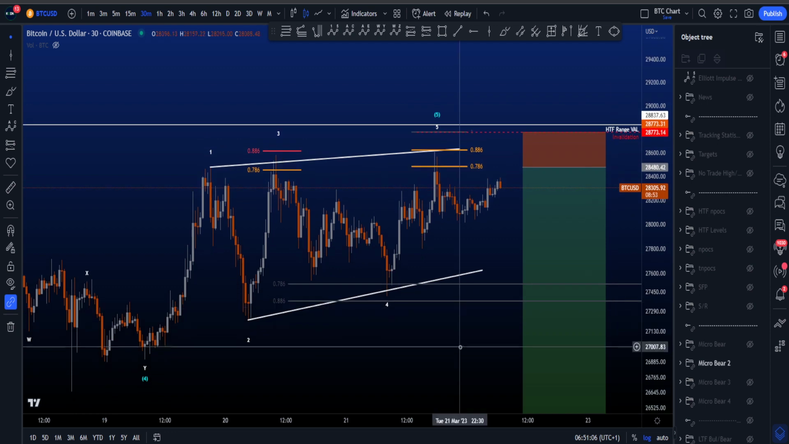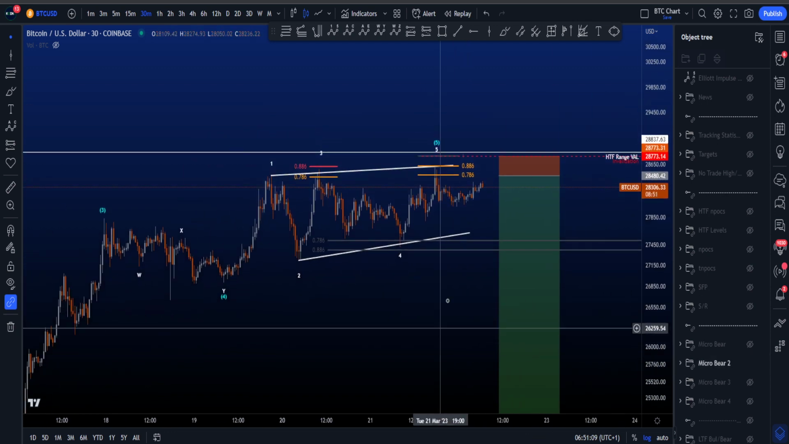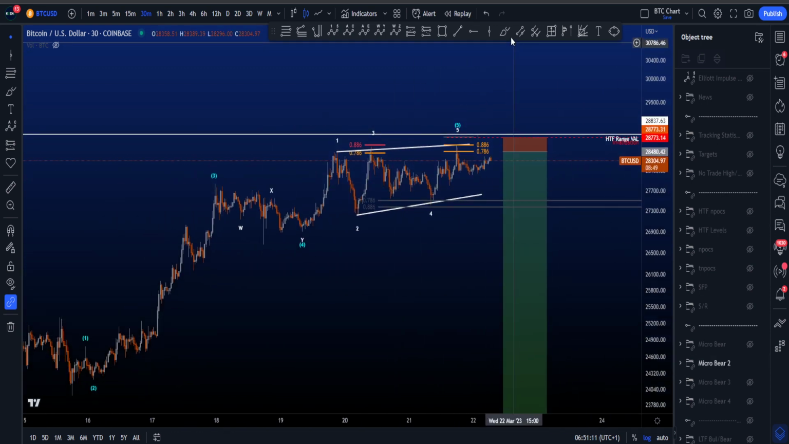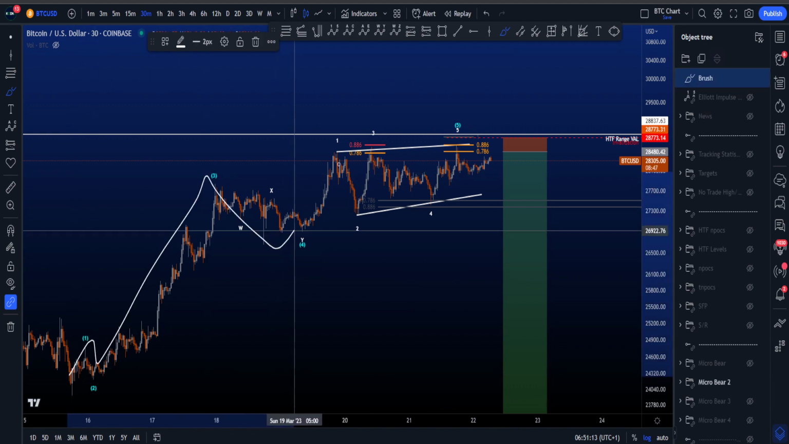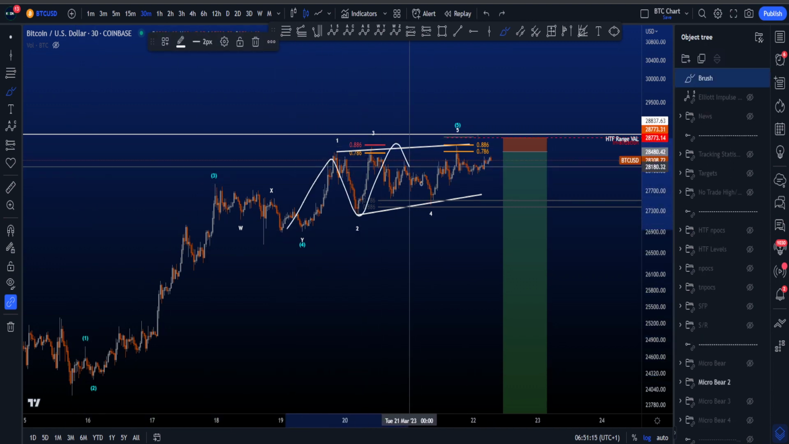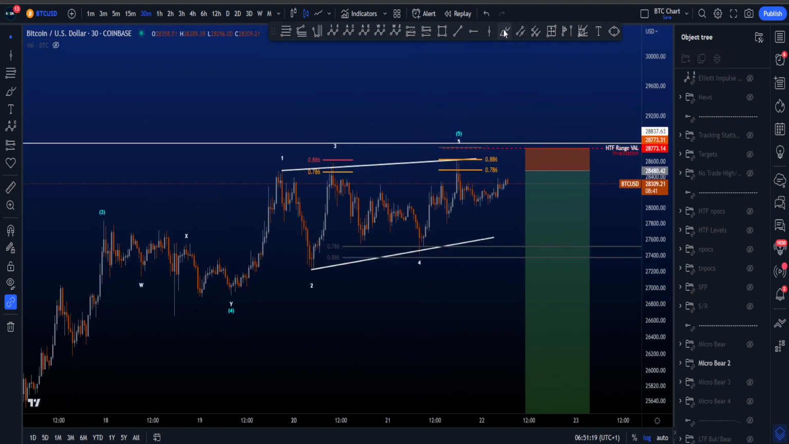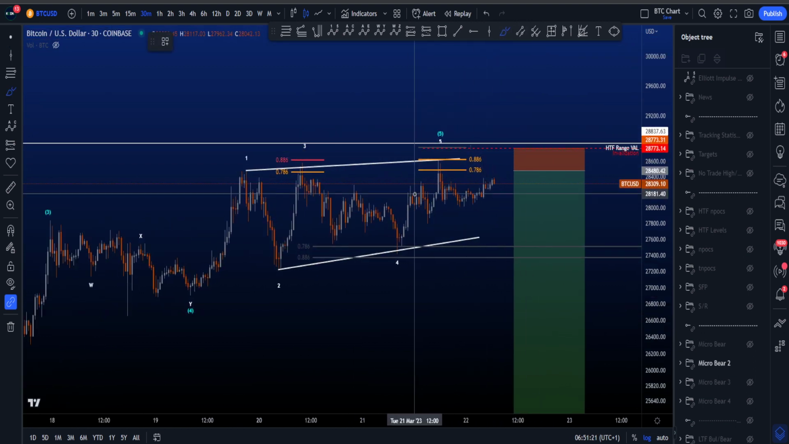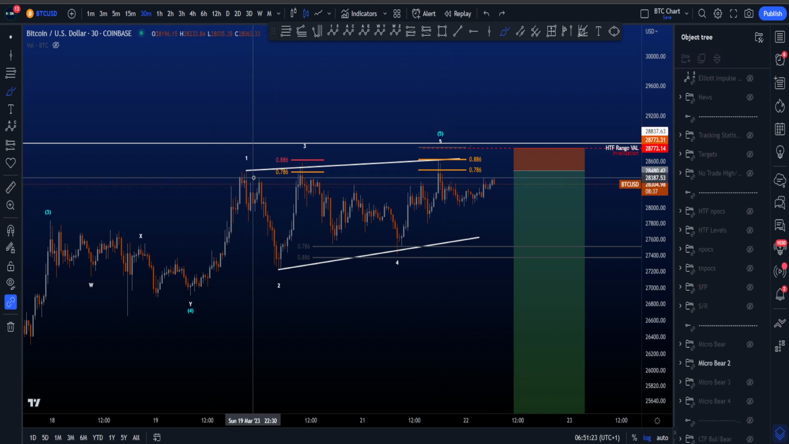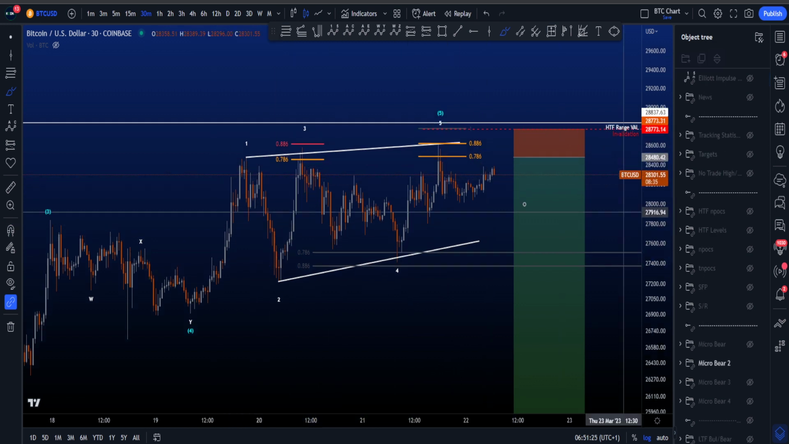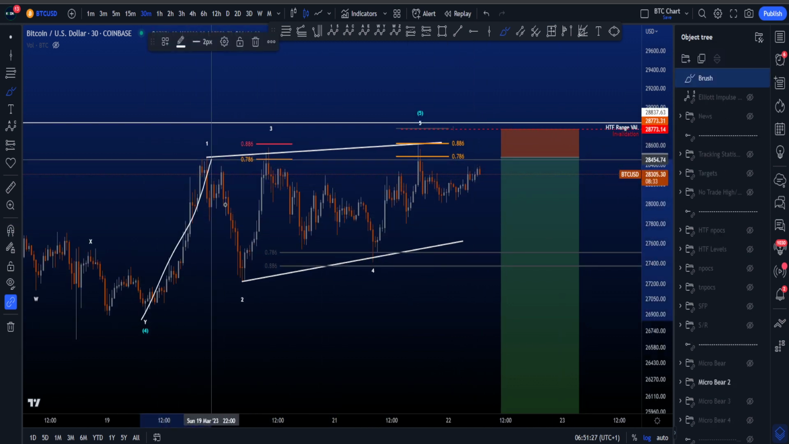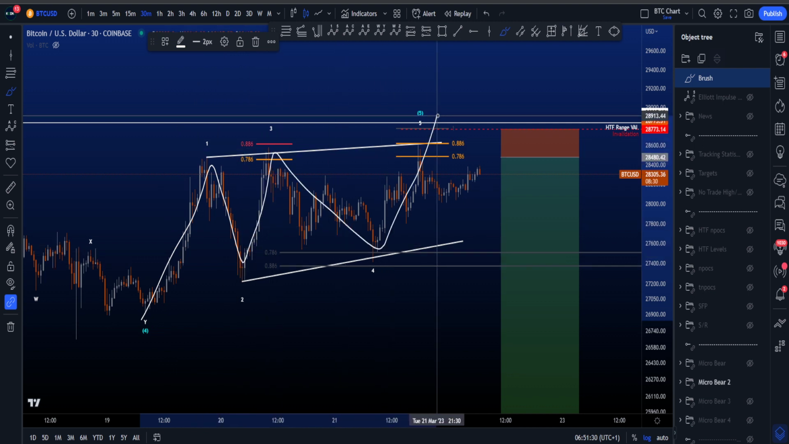The other scenario is that the high is already in, and that is with this scenario over here. So in this scenario, we then have again 1, 2, 3, 4, and then this is an ending diagonal in the 5. A little bit different in this case, because now it's an ending diagonal in the 5 and not in an ABC. Big difference there, by the way. And then we have this as a 1, 2, 3, 4, 5.